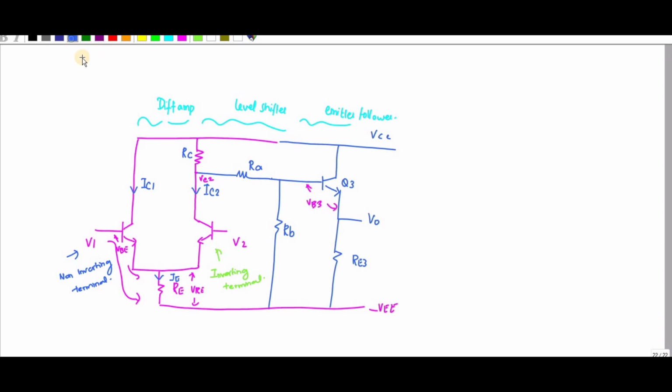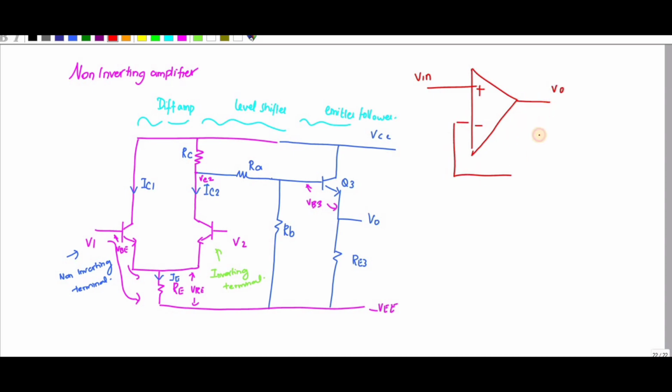So now let us discuss the non-inverting amplifier. For the non-inverting amplifier, for the negative terminal, I have given the input as V in, and this is your V naught. Here I have connected R1 and this is R2.